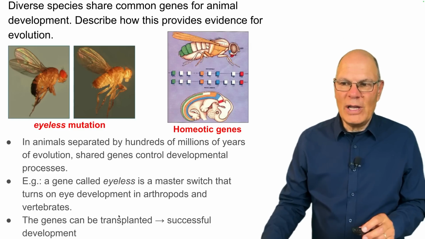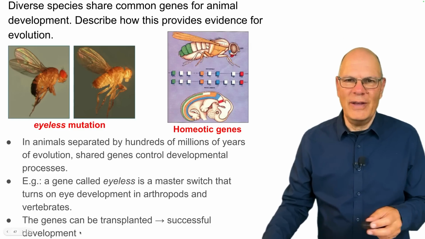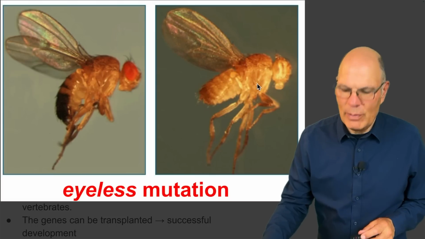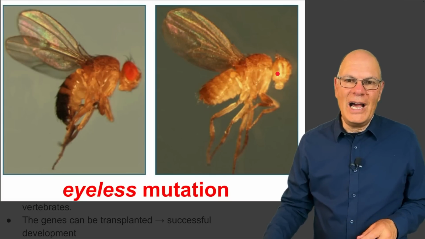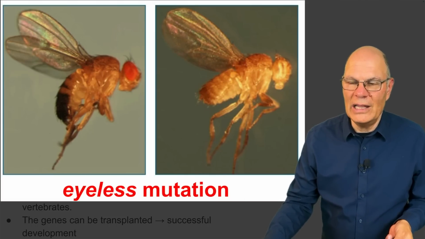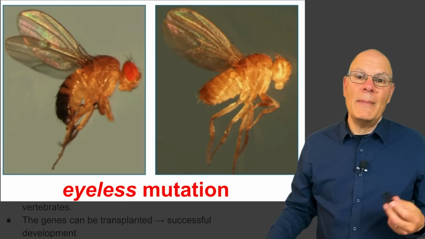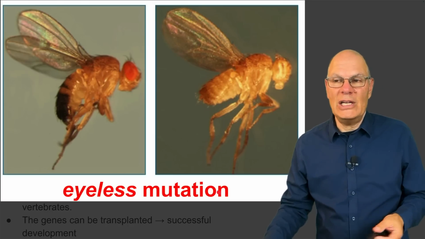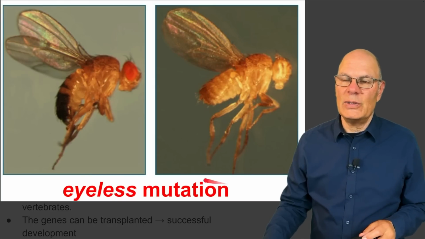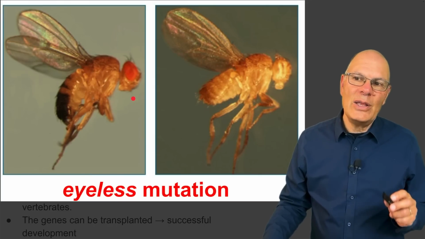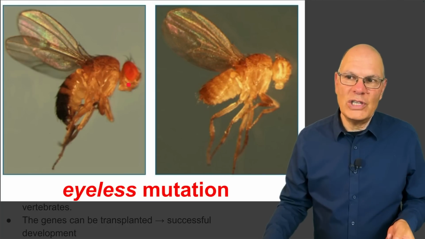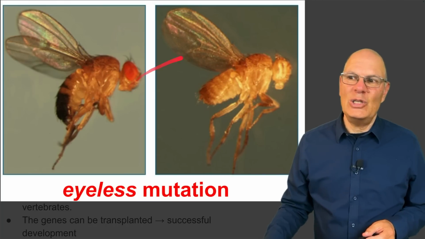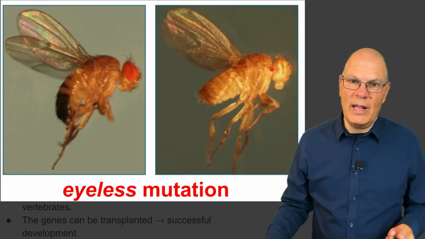The genes can be transplanted, leading to successful development. What do I mean by that? Here's a mutated version of Drosophila that doesn't develop an eye. It has a mutant version of the gene. You can find mice that have similar mutations that also don't develop eyes. But if you take the gene from an eye-developing Drosophila and implant it into the eyeless form, it'll develop eyes.